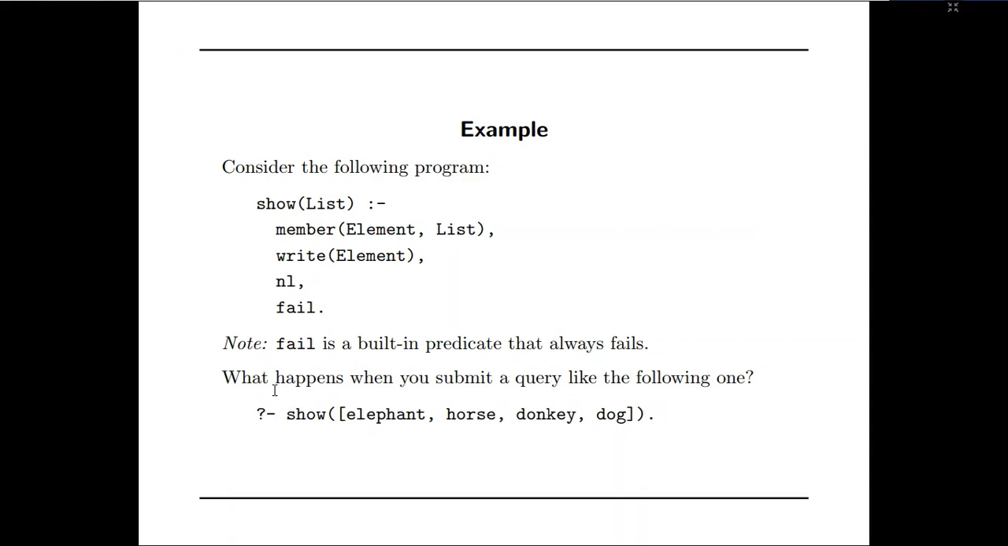Consider the rule given here: show of list if member of element comma list and write of element, and NL means new line, and fail. Here fail is a built-in predicate that always fails. What happens if you submit a query like the following one: show of elephant comma horse comma donkey comma dog?